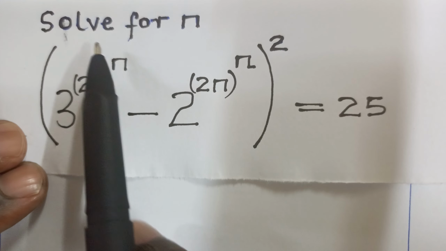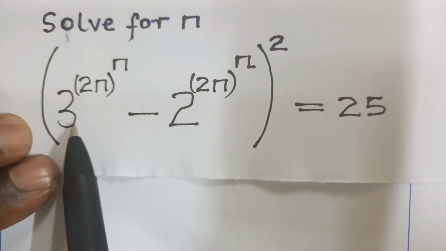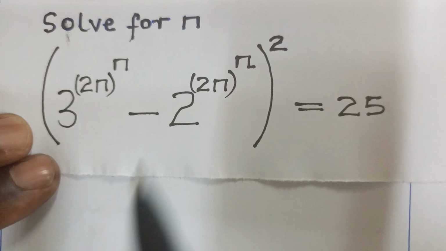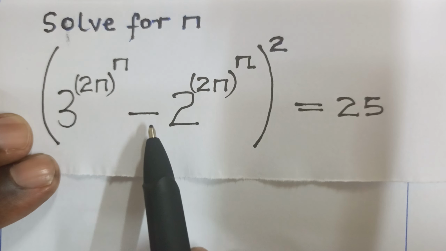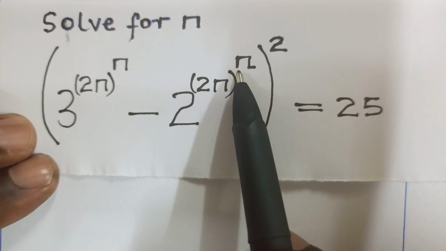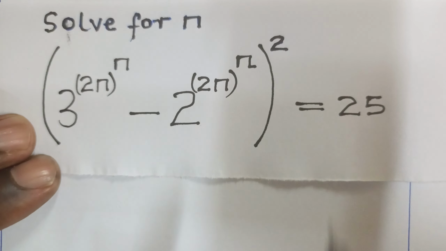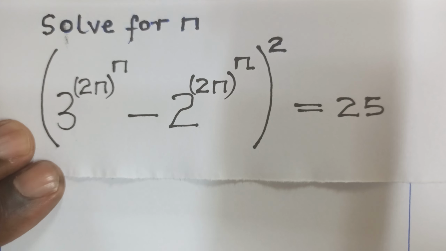And I read the question. So for n, open the bracket 3 to the power 2n to the power n minus 2 to the power 2n to the power n, close the bracket squared, equals 25. And so guys, now we do this question.